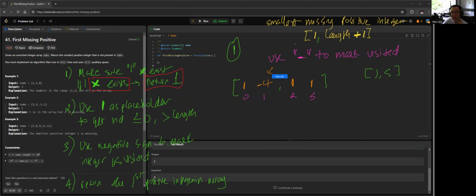So we always look at the absolute value, by the way. So this is 4, right? So we go to index 0 to set the value at index 0 to be negative, right? Index 0 represents the length. Okay. So 1, right? We go to index 1 again to set negative. We already did that. Same for here. So now we are done, right?